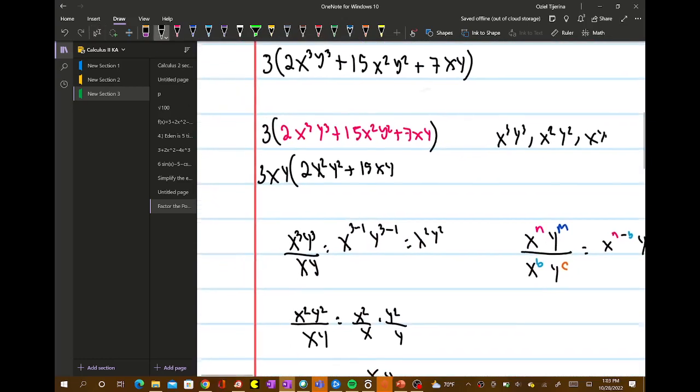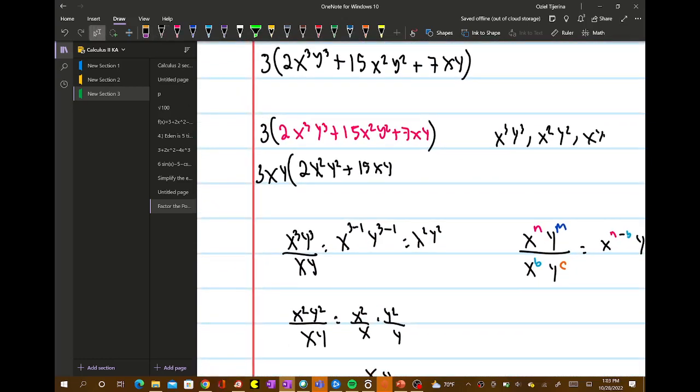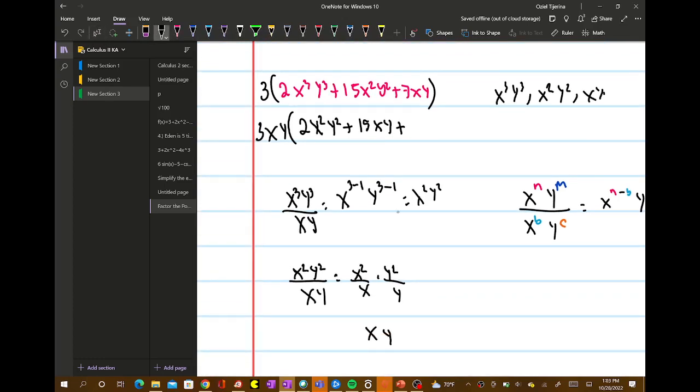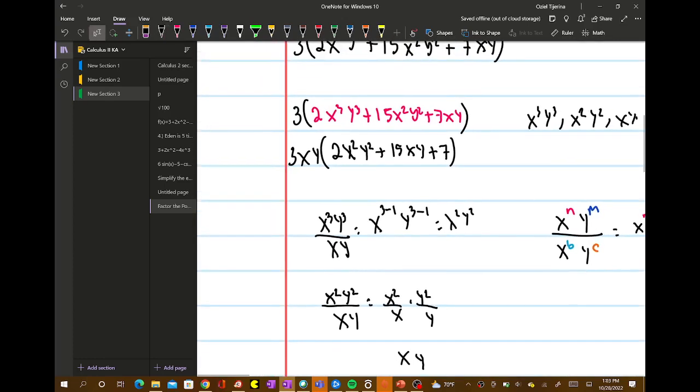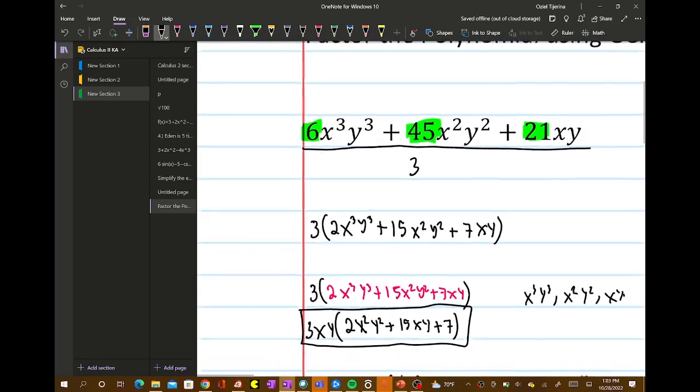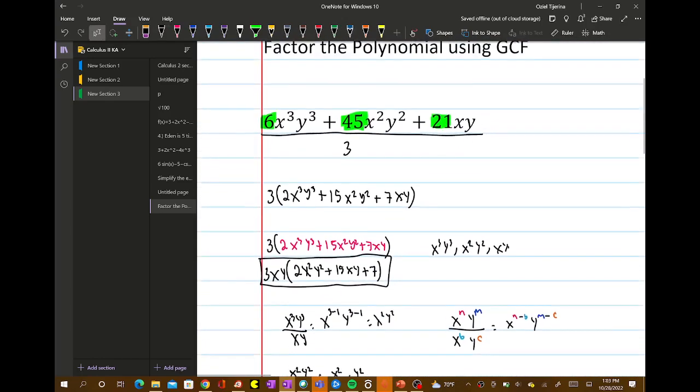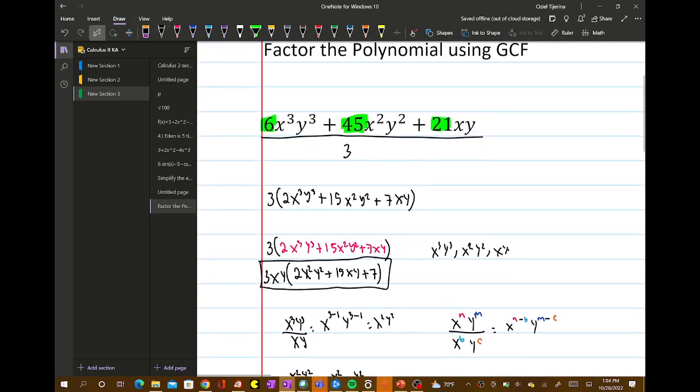And then we have plus, and obviously xy over xy is 1, so it's just going to be times 7, because we have a 7 here, and xy times 1 is xy. So then our answer ends up being something like this. That's the idea of factoring a polynomial using greatest common factor.